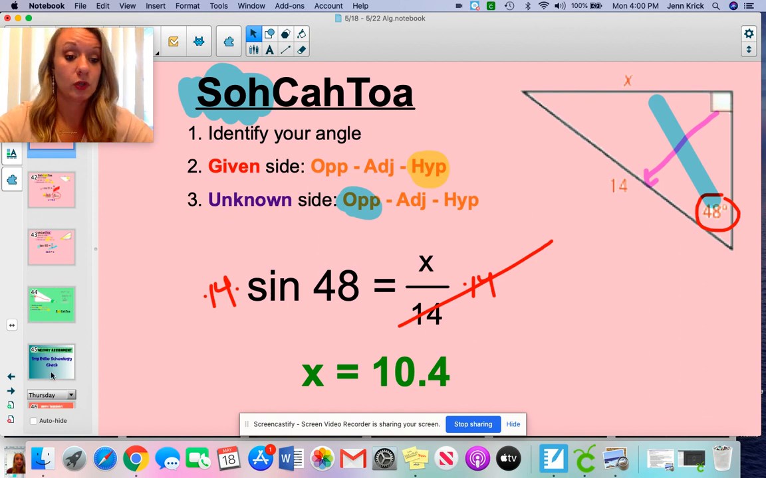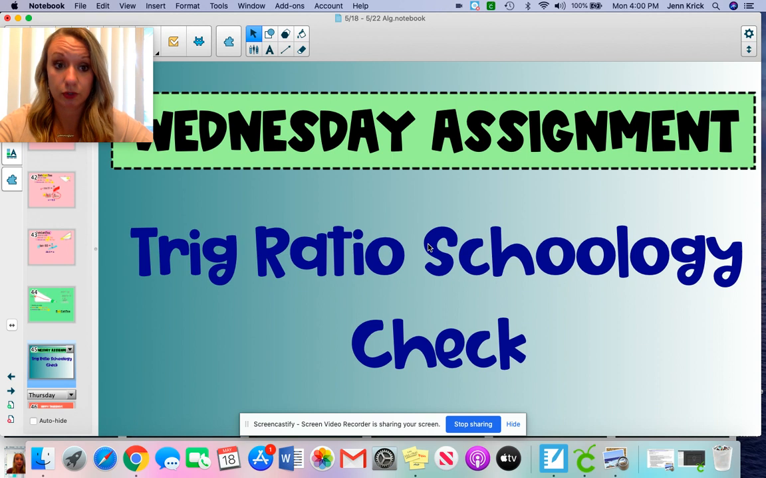Your assignment for today is the trig ratio Schoology check. If you do not get them all correct, I would really like you to go back and do it again, because I know for a fact this is going to be so important for high school.